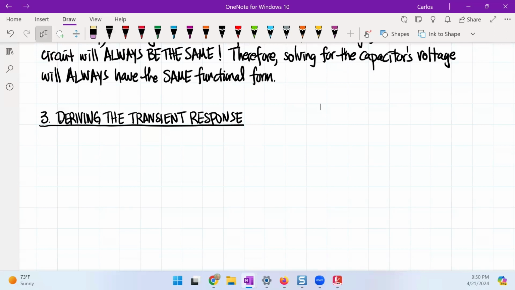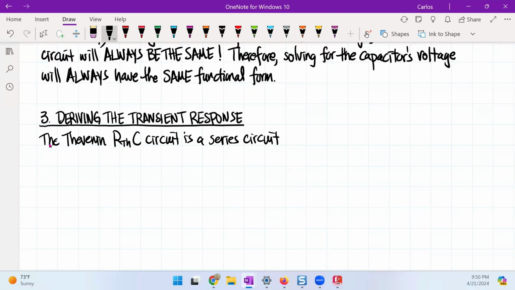So we can see that the Thevenin RC circuit is a series circuit that requires the use of KVL. So we're going to use KVL to set up our differential equation so that we could solve for VC.